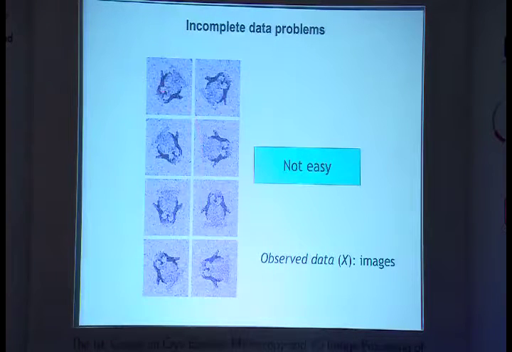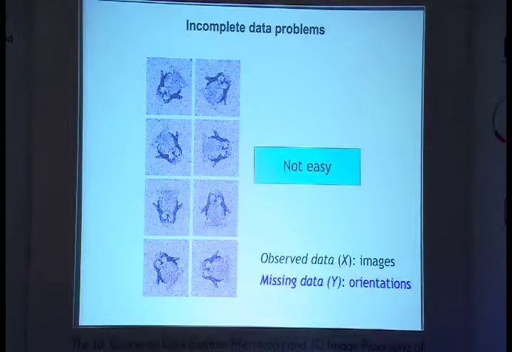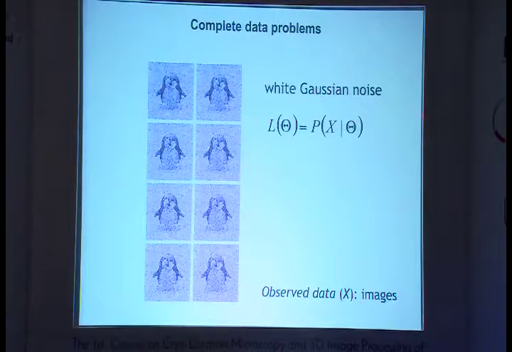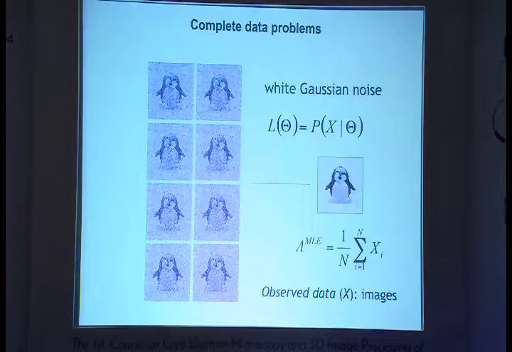Here is an example of noisy images of an underlying penguin. These are the observed data, which are images, and they are in different orientations. So the missing data are the orientations. We have to determine these, without which we can't average and get the underlying structure or signal. So this is not an easy problem. If we knew all the orientations beforehand, then all we need to do is calculate the noise and estimate the average and get a very good map. So this is very easy.